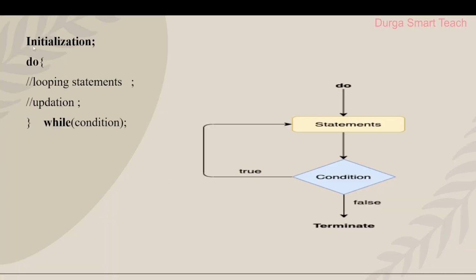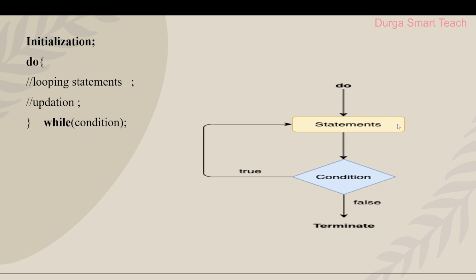So this is the syntax. First it contains initialization, do. Do means you need to do, so it will execute the statements. After that it will update, either incrementation or decrementation. It will update the variable and after that it will check the condition. If the condition is true, again it will execute the statement. If the condition is false, it will come out of the loop. So here the main difference is, whether the condition is true or false, the statements are executed at least once. Okay, so let's see the flow chart.